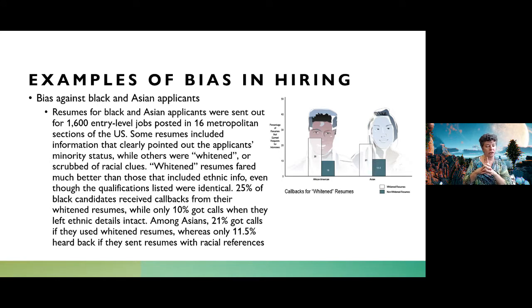25% of the Black candidates got callbacks using the whitened resume, and only 10% of the Black candidates got callbacks with the ethnic resumes. For the Asians, 21% got callbacks with the whitened resume, only 11% got callbacks with the ethnic resume. Now that's a big pool, right? 1,600 jobs that were applied for across 16 areas. That's bias, very clear bias. Okay.